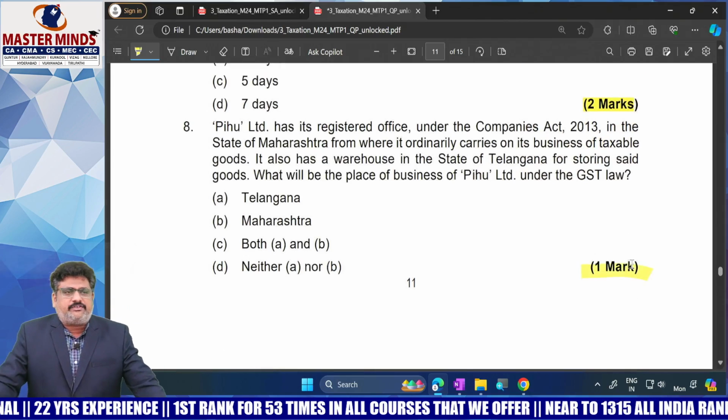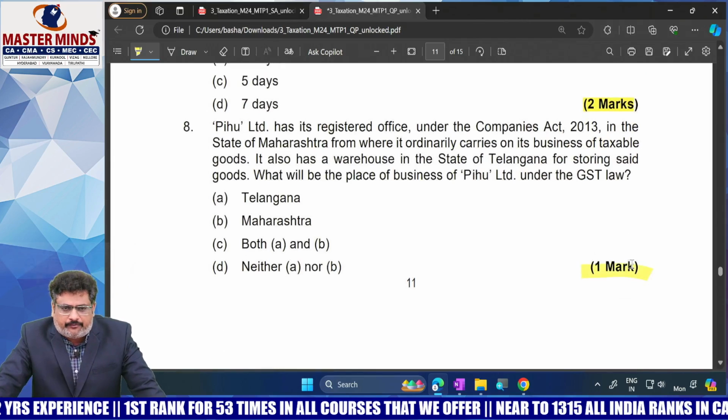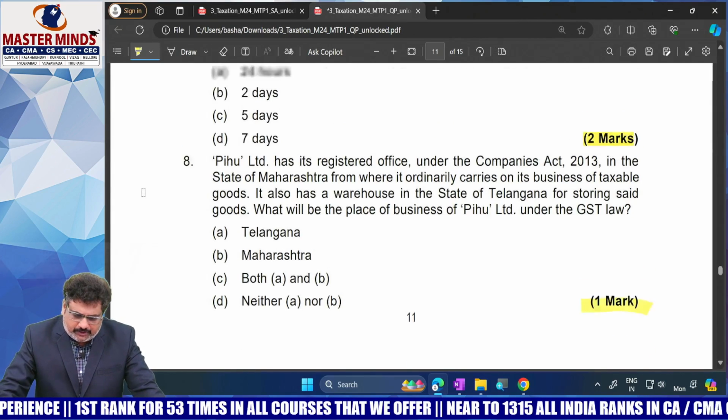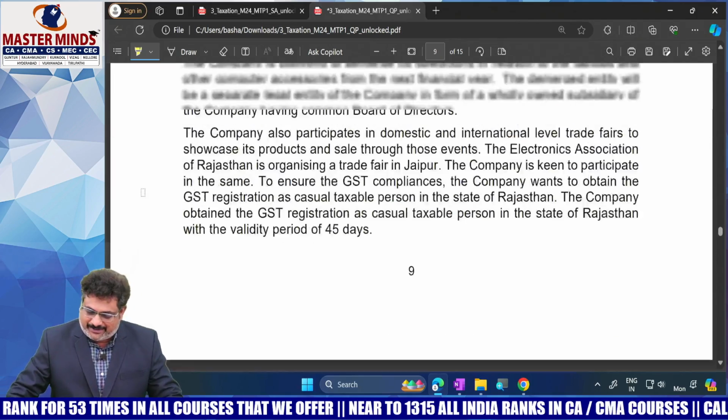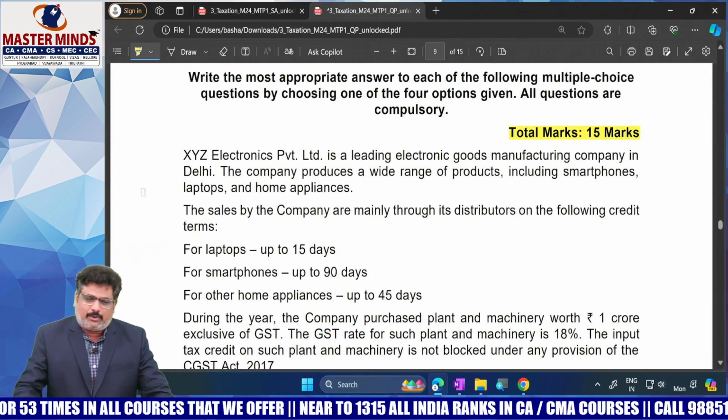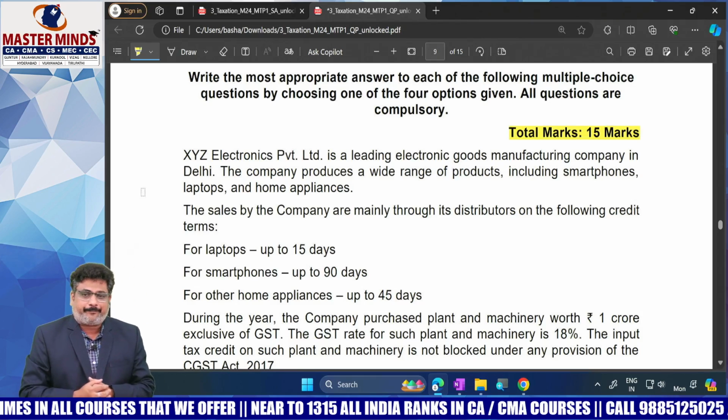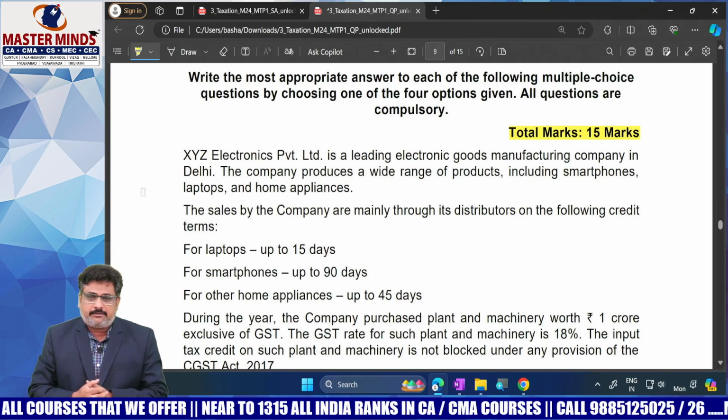So that means instead of asking so many case studies, it is actually giving us only one case study. I think it will cover almost the entire concepts of our GST. What is required for the question? Got it here.